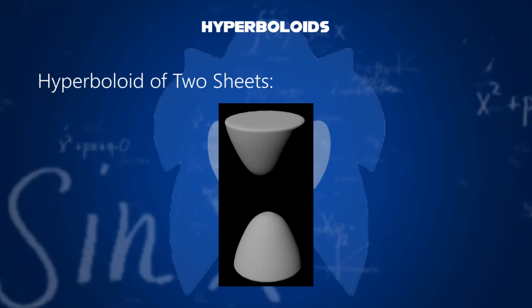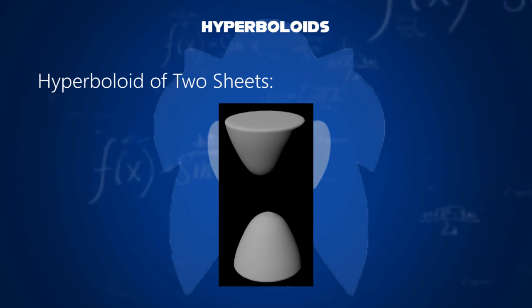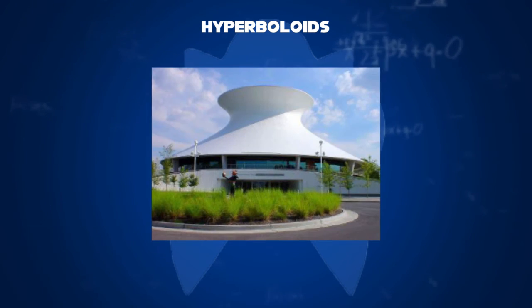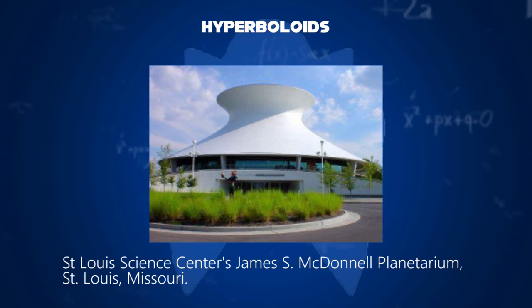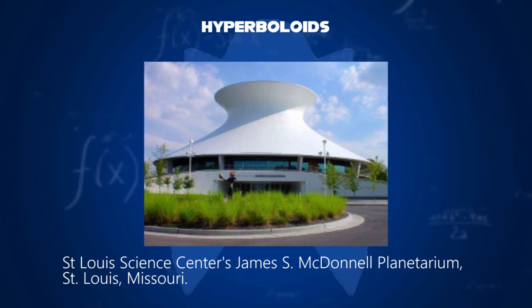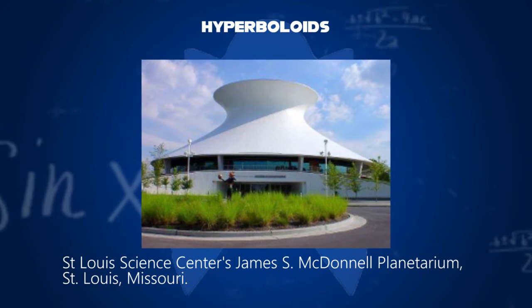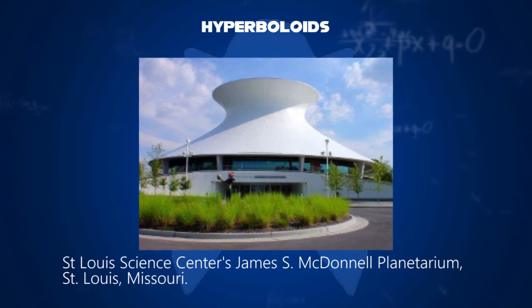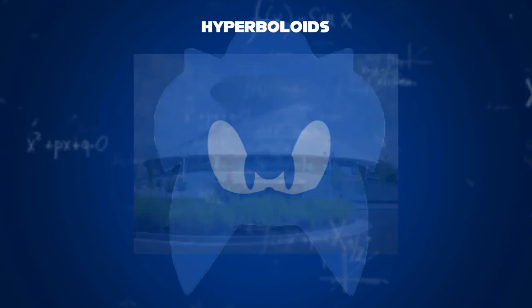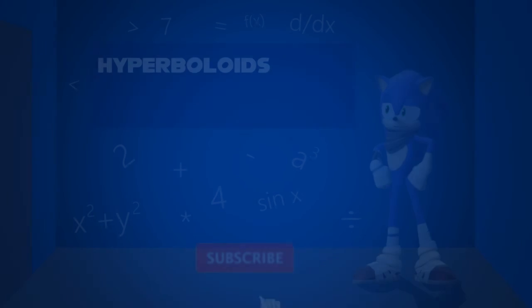So these are the two types of hyperboloid. But one thing for the application. For example, St. Louis Science Center's James S. McDonnell Planetarium, located in St. Louis, Missouri, and was constructed in 1963. This features a thin shell and hyperboloid structure, that is one sheet. That is how the two types we have discussed for the hyperboloids.